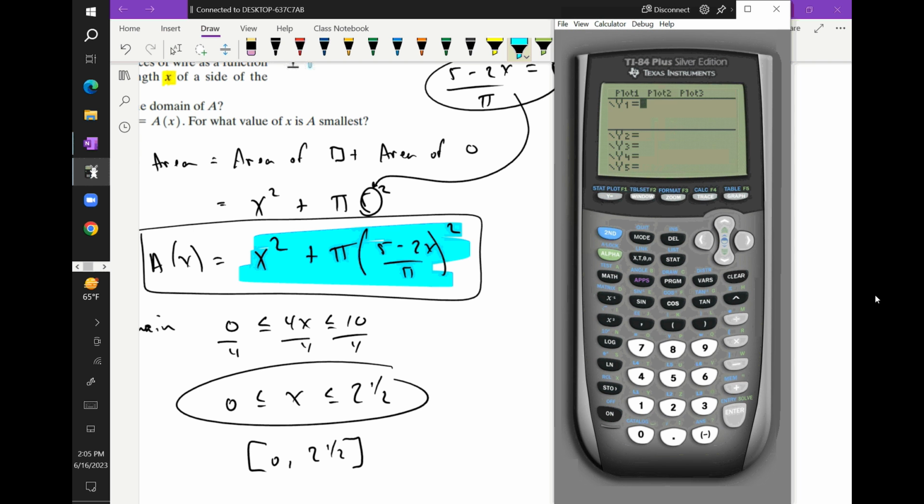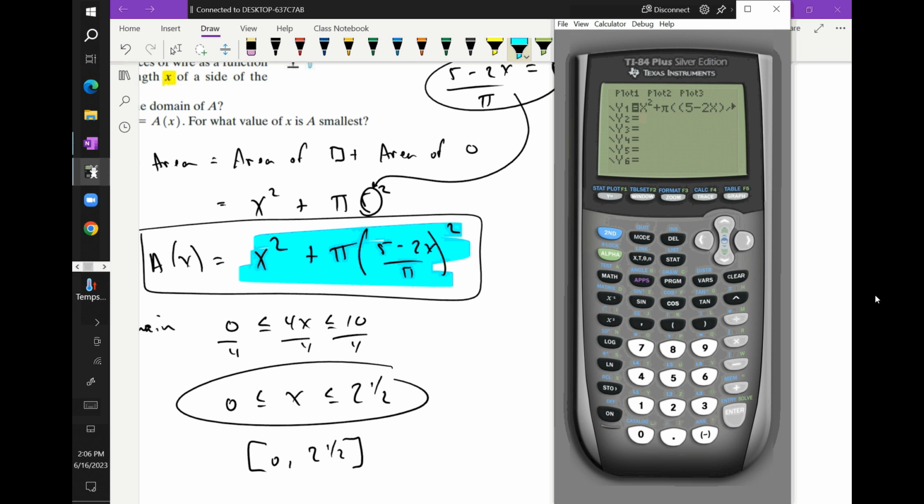Let's go back to our y equals, clear that one out, and we've got an x squared, and then plus pi multiplied by 5 minus 2x squared all over pi. So I'm going to put another parentheses in here. I've got 5 minus 2 times x, divided by pi. Close off that set of parentheses, and then I want that squared. So that gives me 5 minus 2x divided by pi, then the whole thing squared.